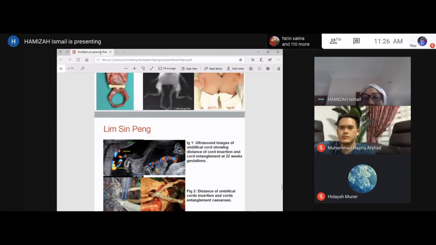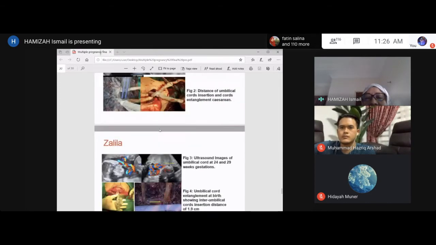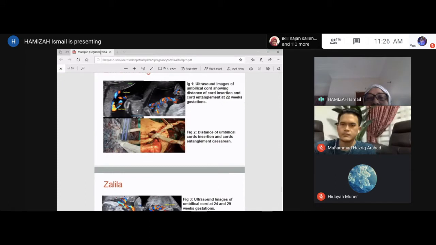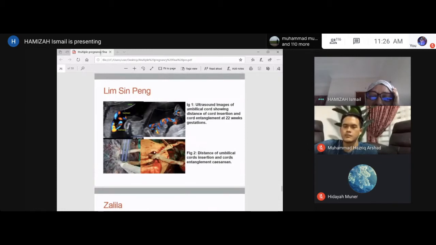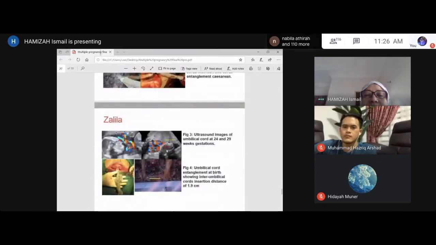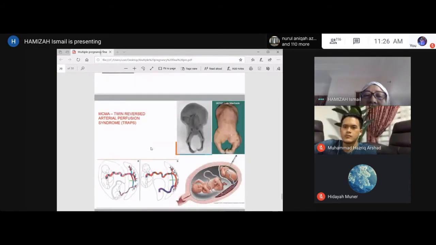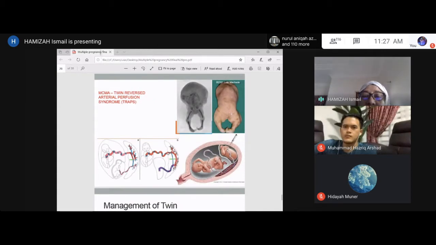Yeah? And MCMA is always cesarean. This is another case of ours. This one I followed up because our NICU had no space, and I kept the pregnancy until 32, 34 weeks before delivery. But we did a cesarean earlier because there were changes in the flow and in the CTG. And twin reverse perfusion, as I mentioned to you, is at the level of the umbilical artery.